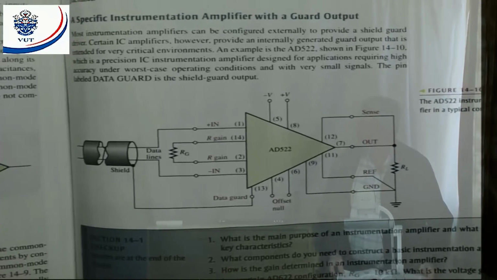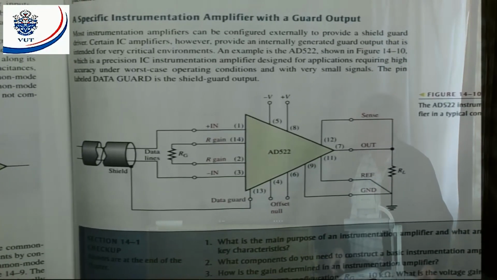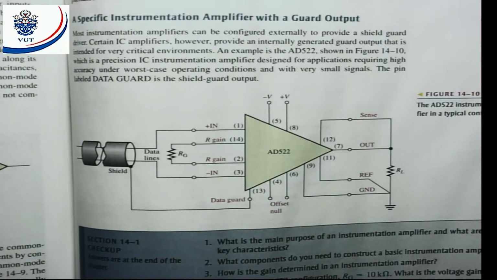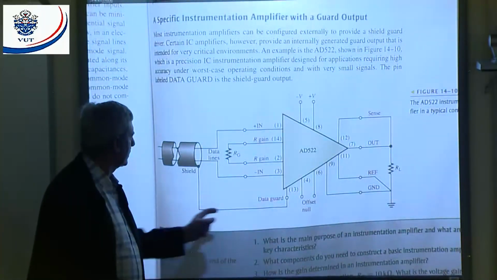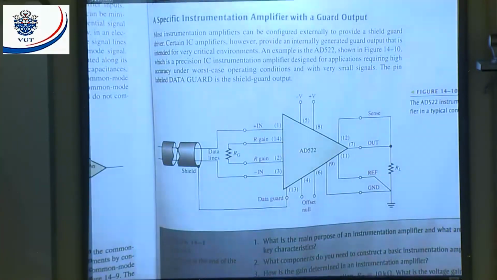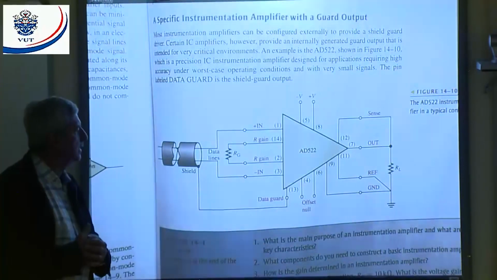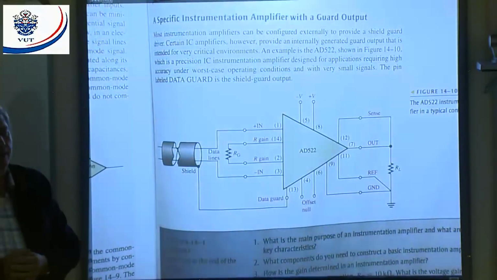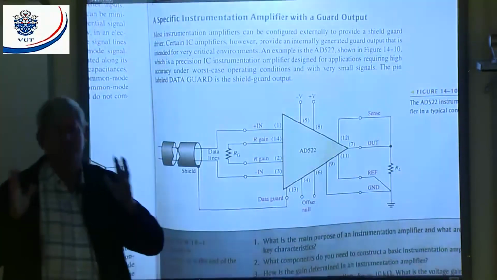And then they're going to give us a basic instrumentation amplifier with a guard output. That means we're going to look at the AD522. This instrumentation amplifier has a data guard output built into the IC itself, all right? And by connecting that to your shield, it will basically eliminate that, all right? That means that thing is already designed to do that.